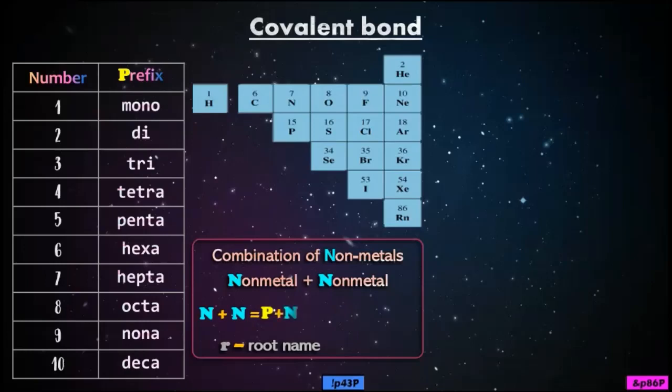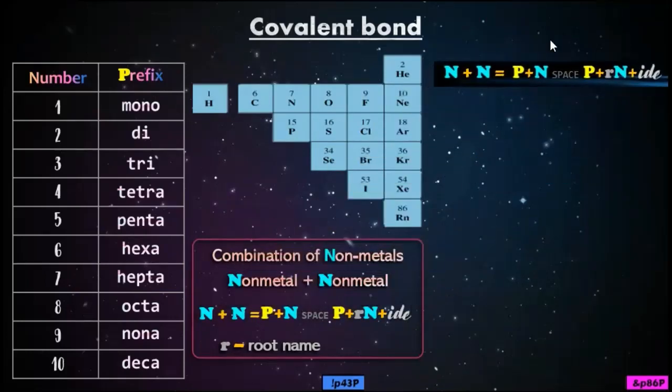Prefix plus the element name, space, prefix plus the root name of the element, and always the second word ends with IDE. Again, the second word of our answer ends with IDE. So the formula: prefix plus root name plus IDE. So let's practice identifying the root name.